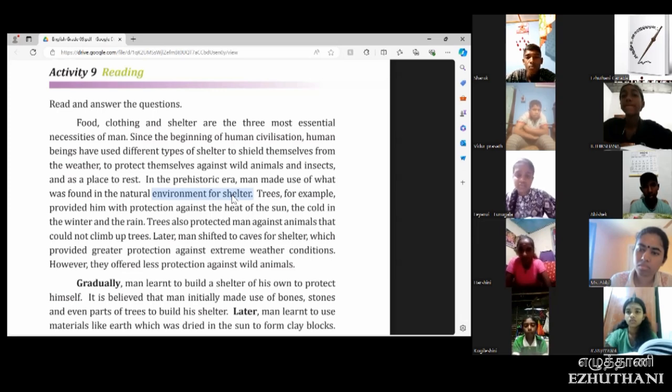Oh, teacher. What is it saying? Environment for shelter, teacher. தமிழ்ல சொல்லுங்க இந்த வசனம் என்ன சொல்லுதுன்னு. Tell me what this sentence is in Tamil.